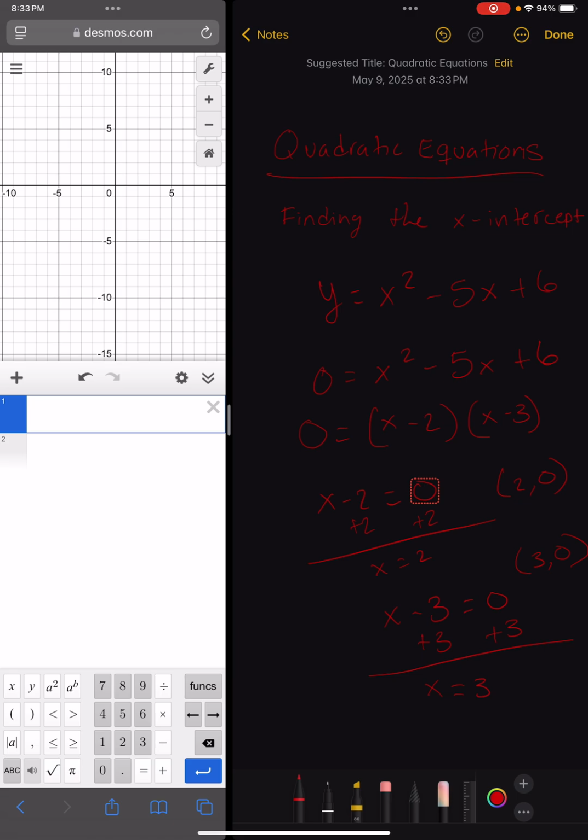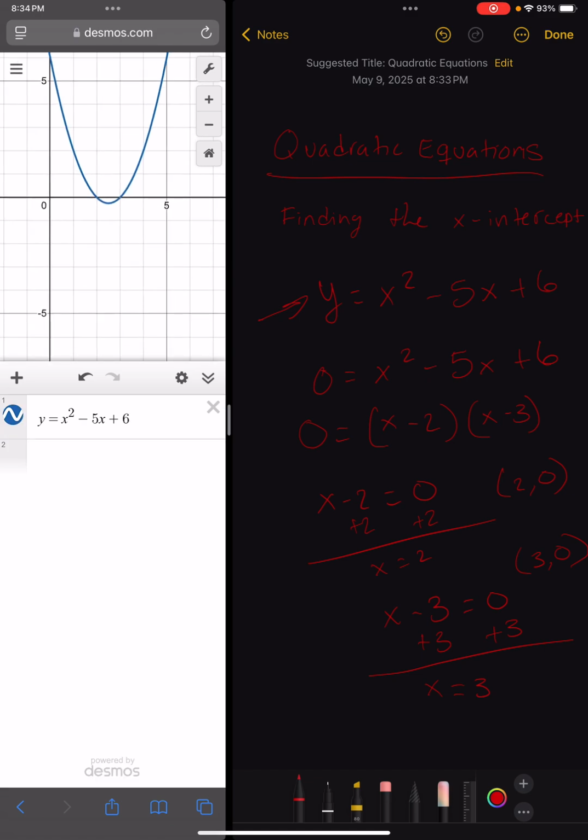So we have the original one right here. Y equals x squared. You see we already have a parabola. Now we're basically going through the transformation. So minus 5x plus 6. Y equals x squared minus 5x plus 6.